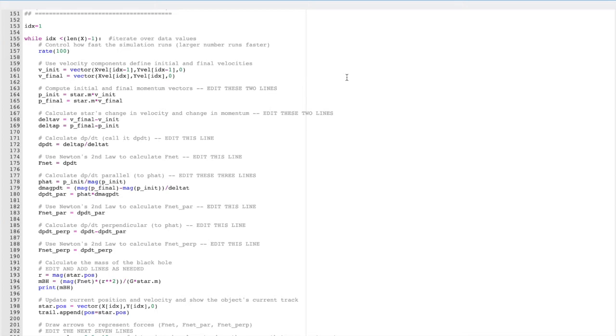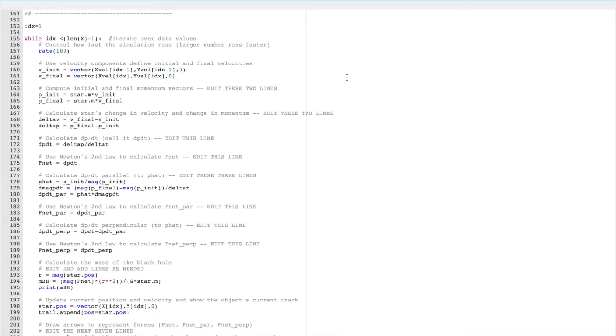The derivative of momentum with respect to time is found by dividing the change in momentum and change in time. F net is simply equal to the value of dp dt. P hat, which is the unit vector for momentum, is equal to initial momentum divided by the magnitude of initial momentum. The derivative of the magnitude of p with respect to change in time is equal to the magnitude of final momentum minus the magnitude of initial momentum divided by the change in time. The parallel component of dp dt is equal to p hat times the derivative of the magnitude of p with respect to the change in time.